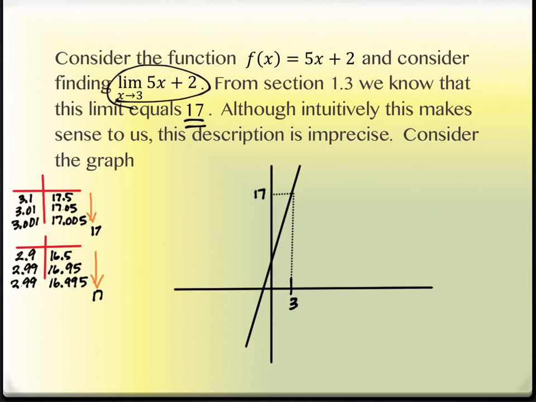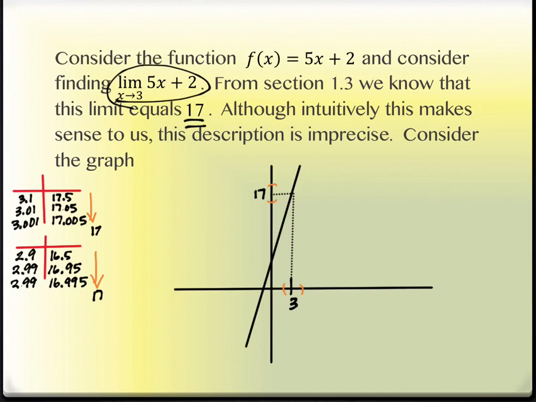Okay, so the idea is that if we get really, really close to 17 on either side, so if we sort of get really, really close to this y value, that there's some corresponding interval around the x value that will force that to happen. Right? If I'm really, really close on the y value, I've got to be really, really close to that x value, and vice versa. Does that make sense?